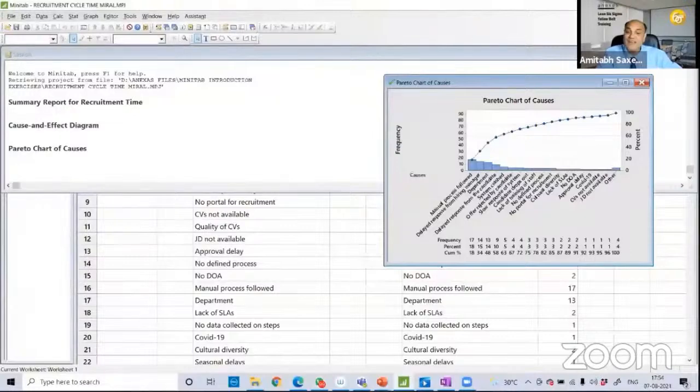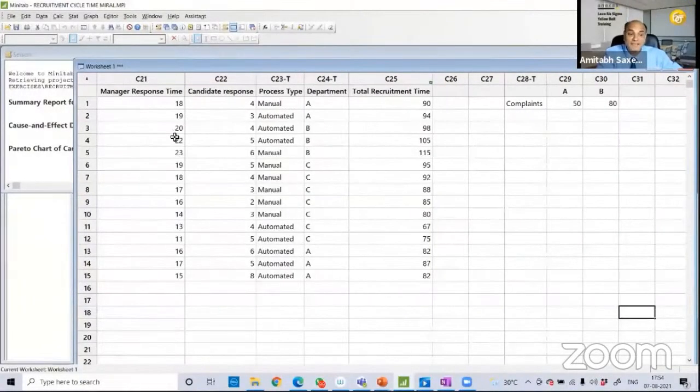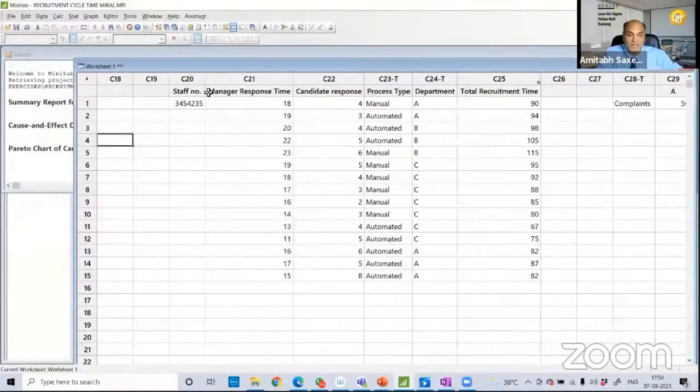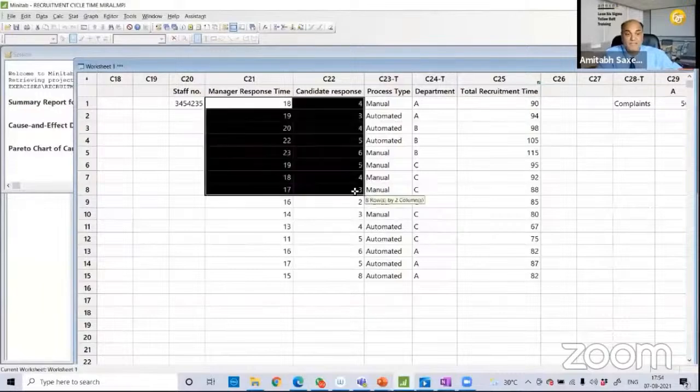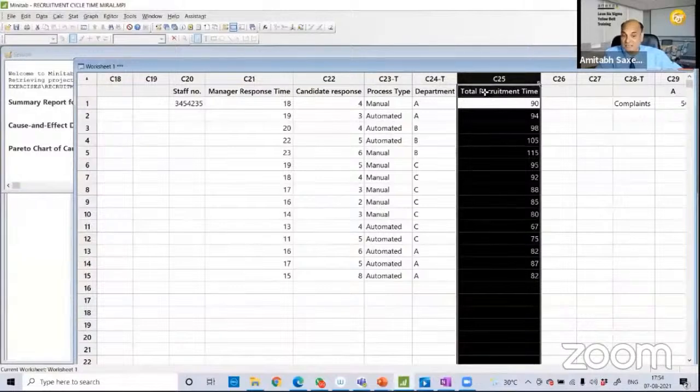Let me validate them. How will I validate? When I collect more data. Okay, I thought the hiring manager is not responding. So I collected that the manager response time was 18 days. Candidate response time is 4 days. Process type followed was manual. Department was A. Recruitment time was 90. I collected 15 such samples. And I start investigating. Why?